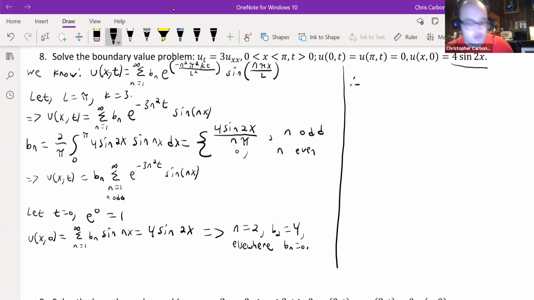Which means therefore, because n is 2, our solution is going to be u of x comma t equal to 4 times e to the negative 12t times the sine of 2x, once we put all of that into our solution and simplify.